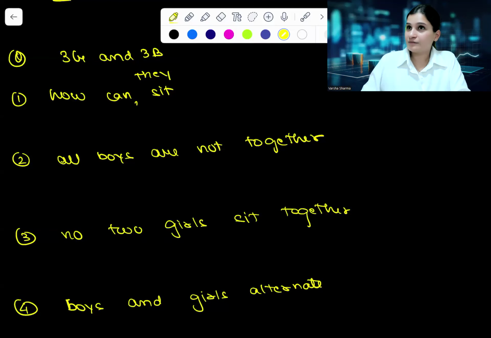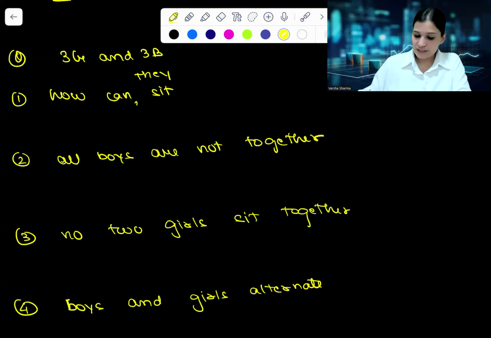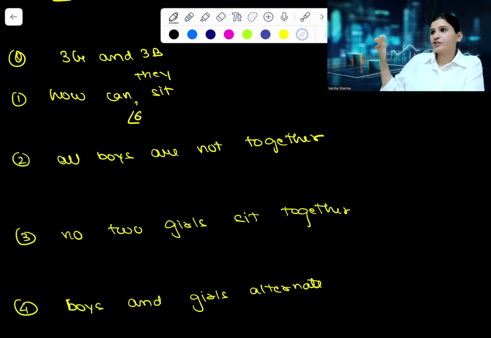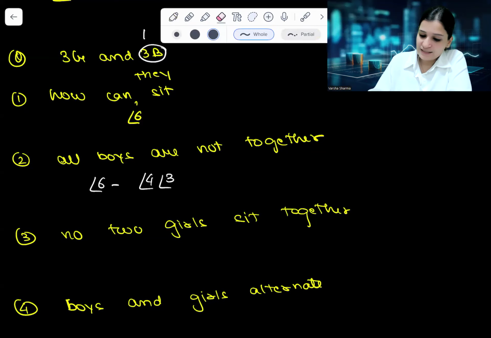Number 1, 3 boys and 3 girls. How can 6 people sit? 6 factorial. Number 2, all boys are not together. All are not together is total minus together. Total is 6 factorial. If the boys form a bundle, there are 3 and 1, 4 people, 4 factorial, and the bundle will be 3 factorial. Yes? Okay.